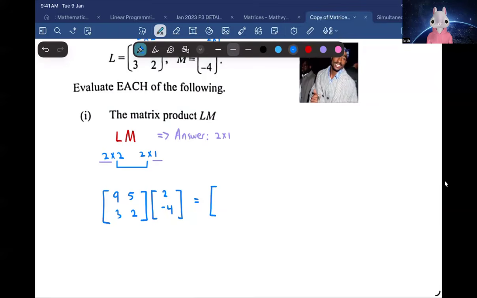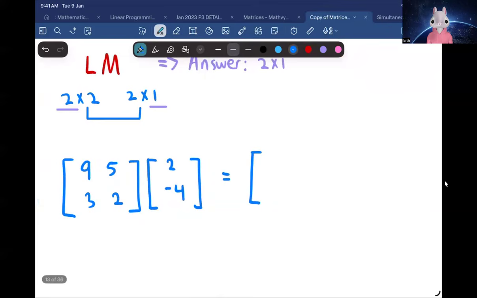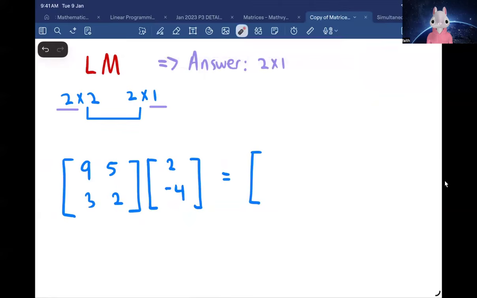Do I have any volunteers? Yes, sir. All right, let me go. Remember, row by column, right? So you tell me what to do.